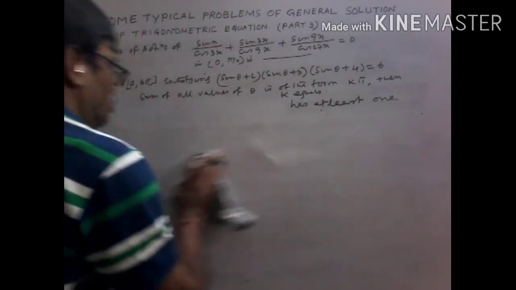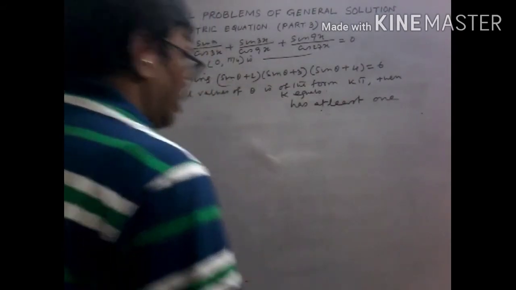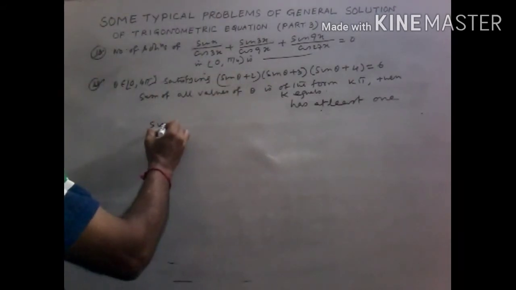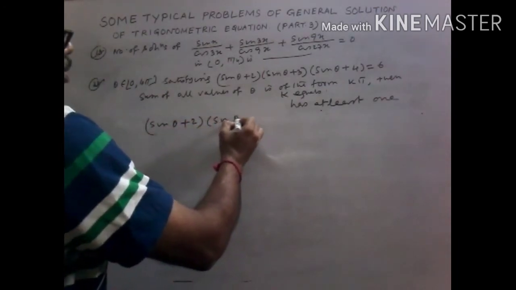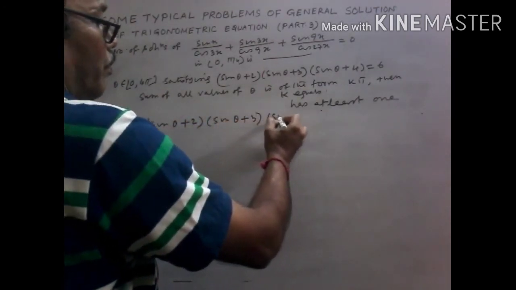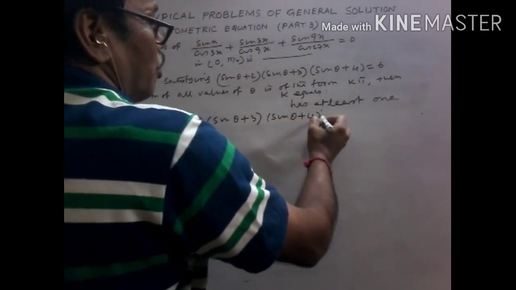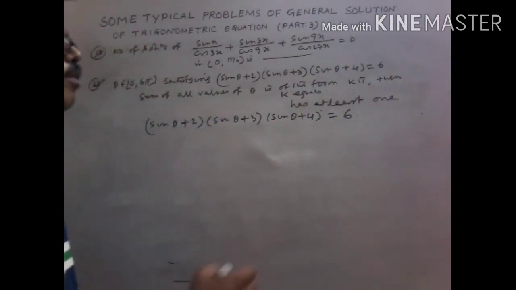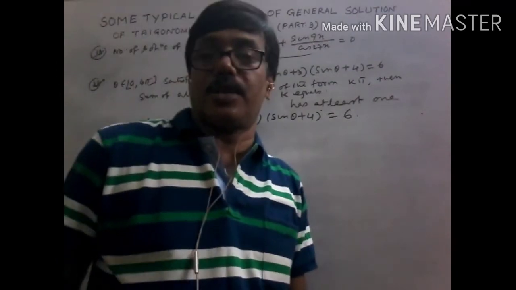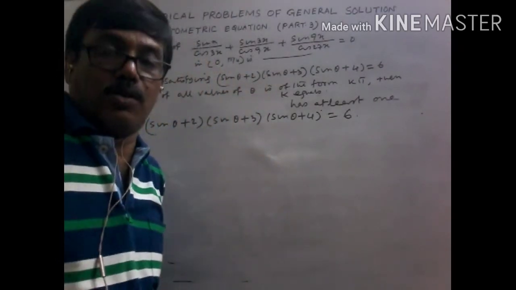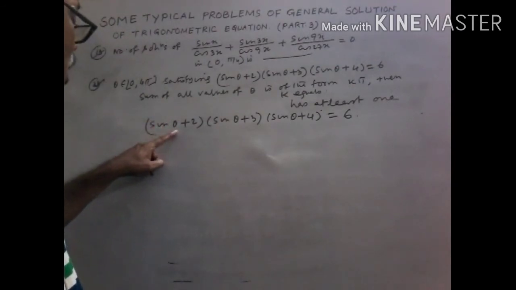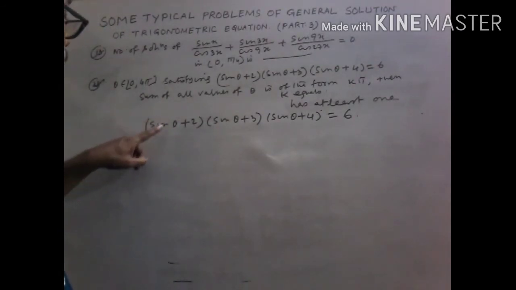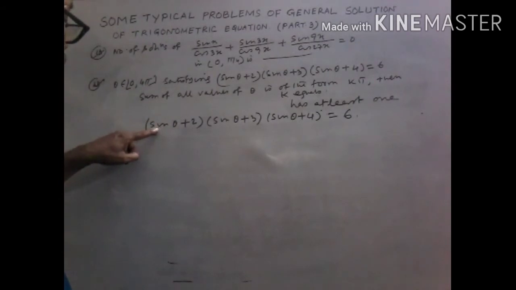So theta belongs to 0 to 4 pi, and look at the equation: sin theta plus 2. What is the value of the right hand side? The right hand side is 6. Now look, sin theta, what is the maximum value? 1. So the minimum value is minus 1.